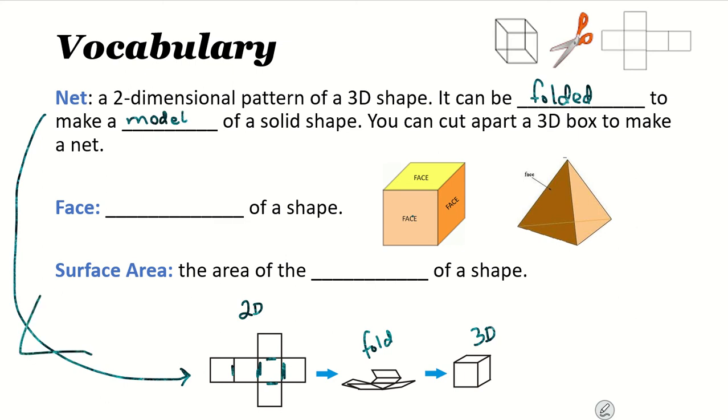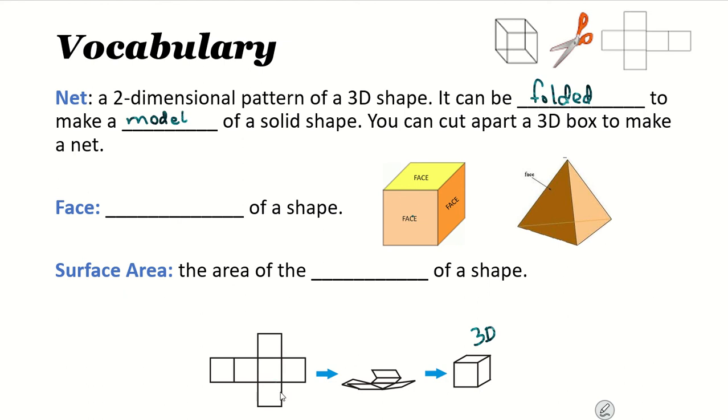Now you could also work backwards, go from the box and turn it into the net. So that's here. You can cut apart a 3D box to make it into a net. So up here, that's this picture. Taking a 3D box, cutting it apart along those lines, and turning it into a 2D net. So you can go either way, vice versa. 3D to 2D or 2D to 3D.